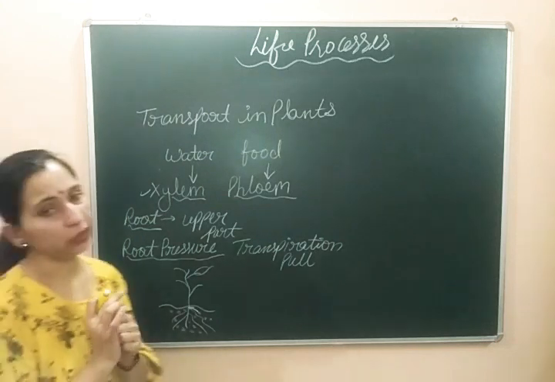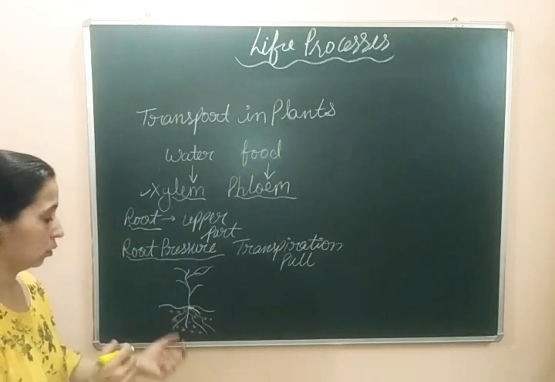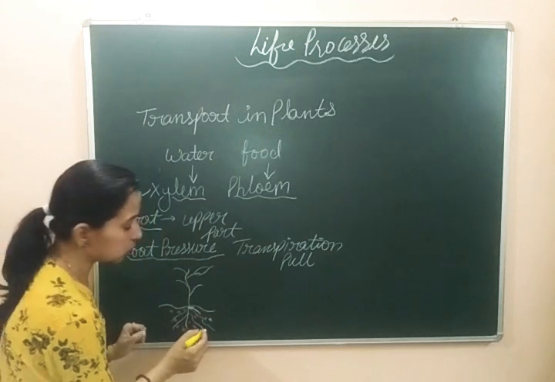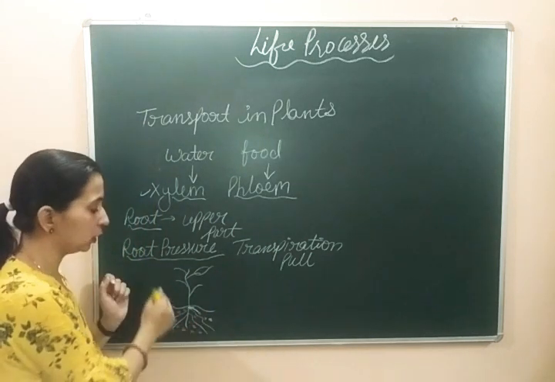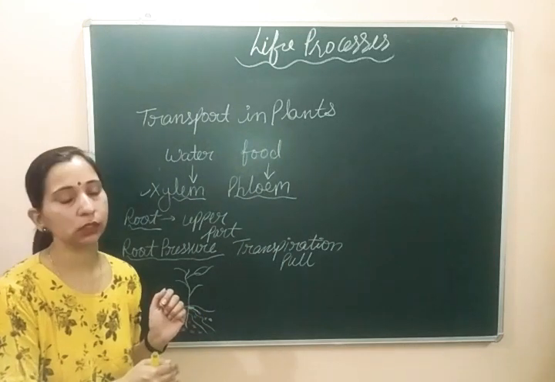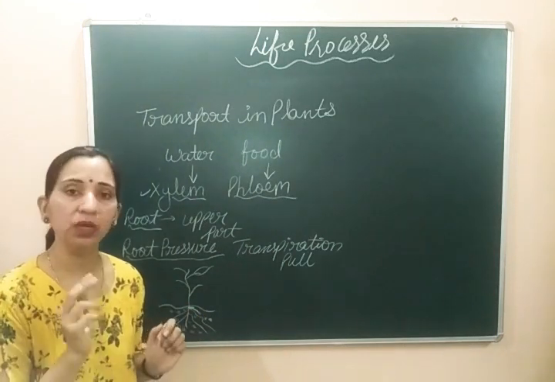When the root absorbs these ions, this means we can say that now water concentration in the soil becomes high, and inside the plant or inside the root cells the concentration of water becomes less.